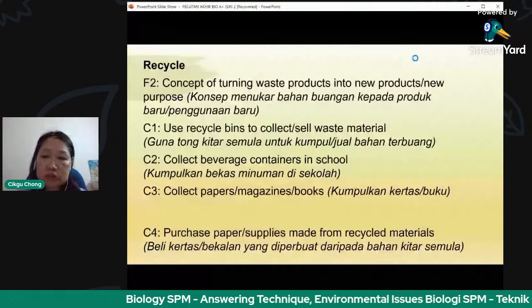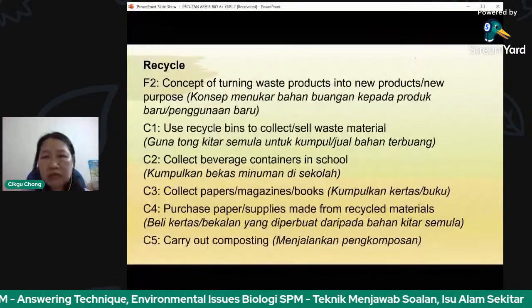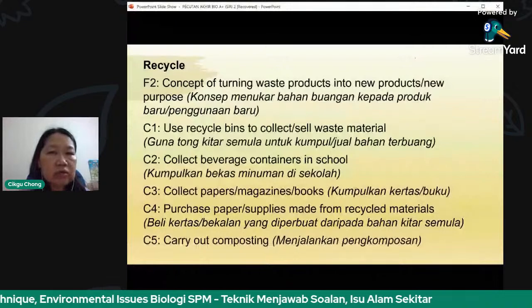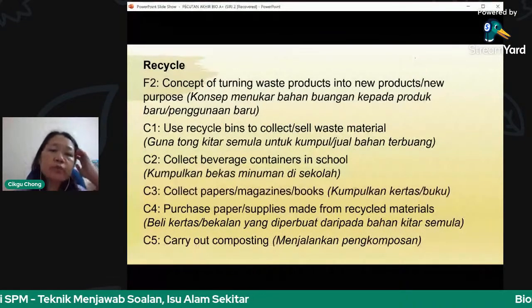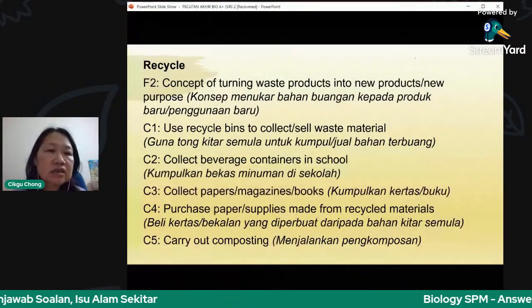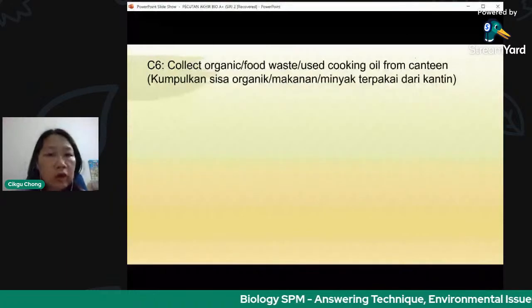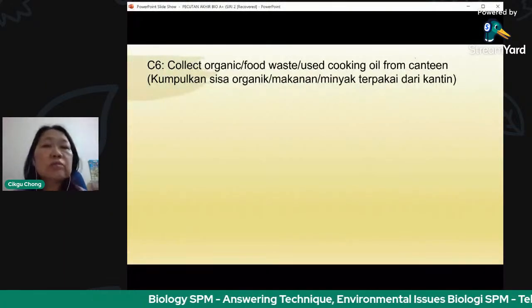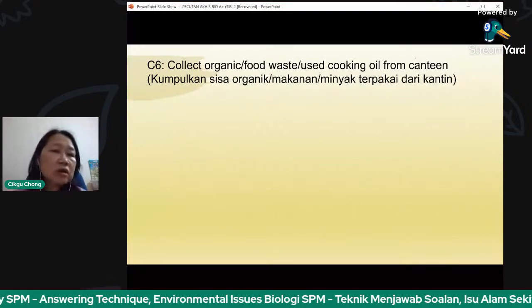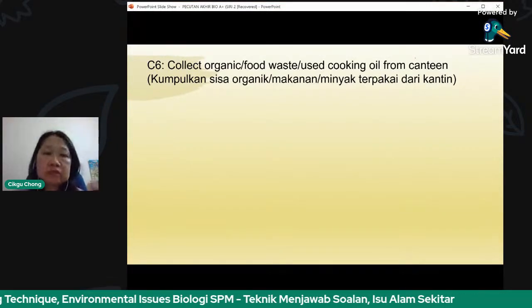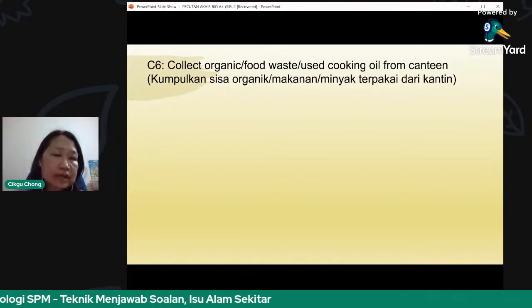Okay, carry out composting. That means you take this organic food substances which you want to throw away, you put into the soil and it becomes fertilizer. Okay, you can also collect organic food from the canteen, cooking oil. Okay, cooking oil, you can use it to make soap. You know that, you can do saponification in your chemistry. So food waste you can also use for composting. Then break down naturally in the compost bin, almost the same point as the previous one.